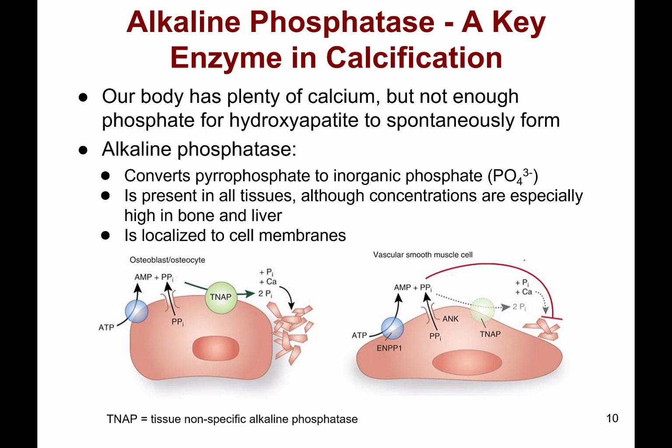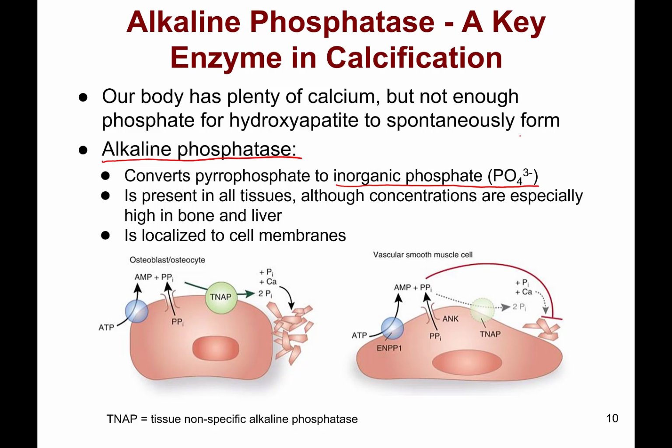And that's a good thing, because if we had enough phosphate, then we would just spontaneously calcify all over our bodies, which would, of course, be terrible. One of the enzymes that plays a critical role in regulating phosphate concentrations and preventing that is alkaline phosphatase. So alkaline phosphatase converts pyrophosphate into inorganic phosphate ions. So pyrophosphate is essentially just two of these phosphate anions.